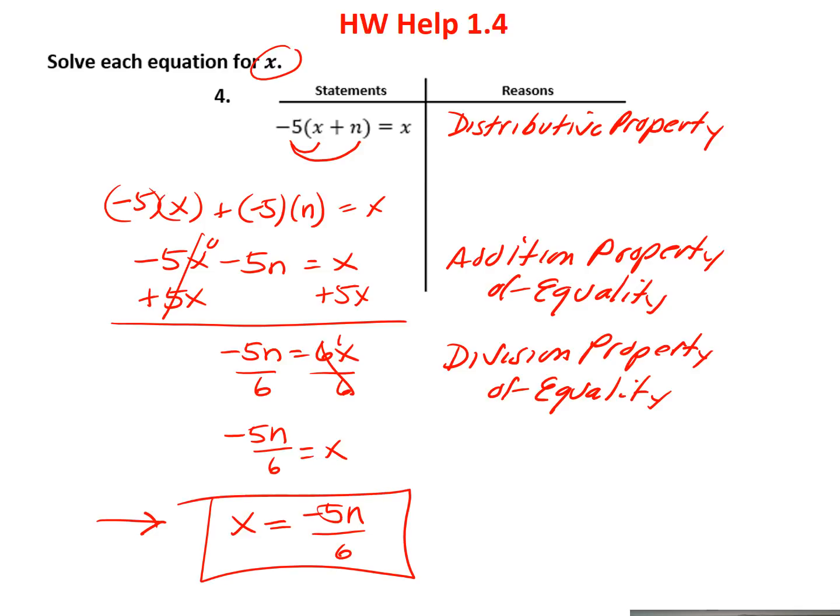Lots of times mathematicians will write it this way. They'll just put the negative in front. You can actually put the negative sign in the top, in the bottom, or in front of it. You just can't put it in two places because that would change the sign then. All right? Next problem.